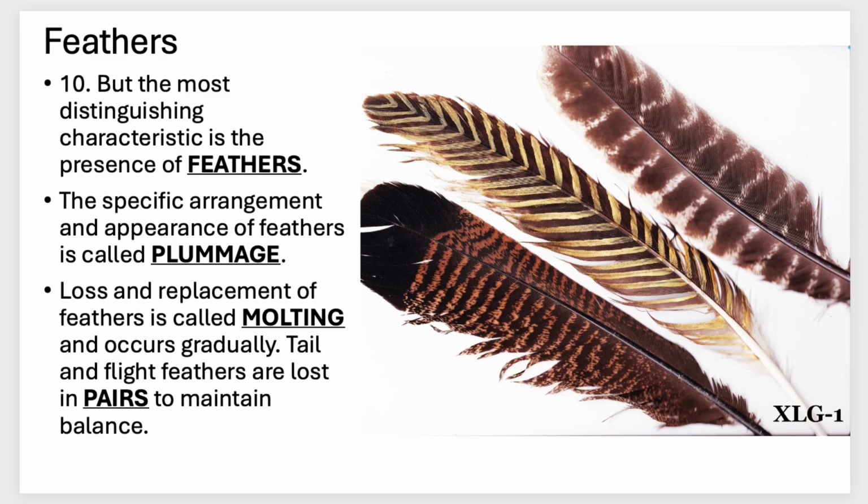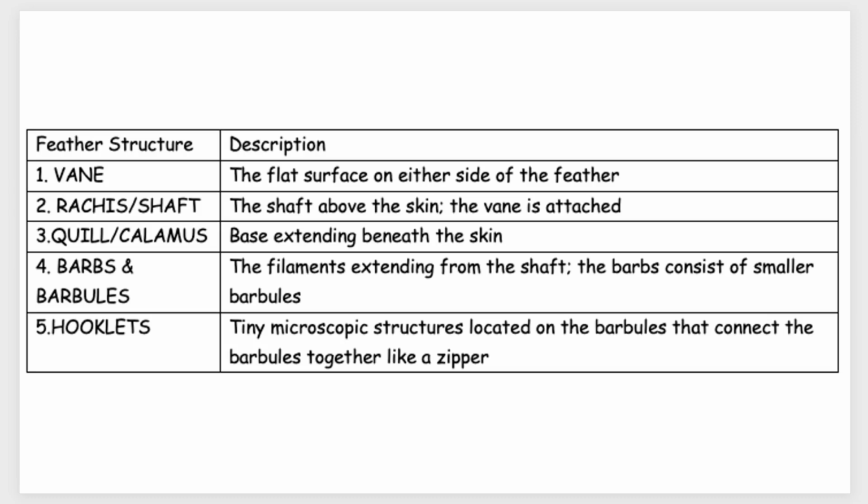So for feathers, that would be the most distinguishing characteristic for birds. It's the presence of feathers. Loss and replacement of feathers is called molting. The specific arrangement and appearance of the feathers is called plumage. Tail and flight feathers are lost in pairs to help them maintain their balance as they molt, which is pretty cool. So here's some feather structures and their descriptions.